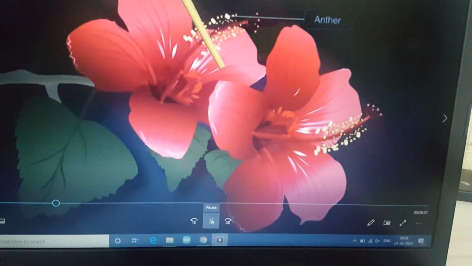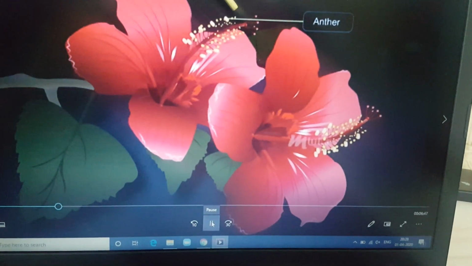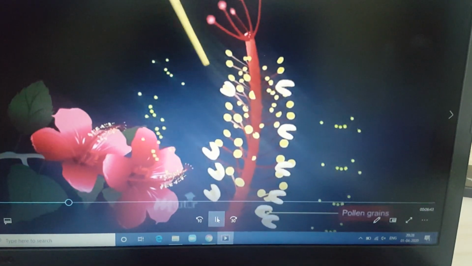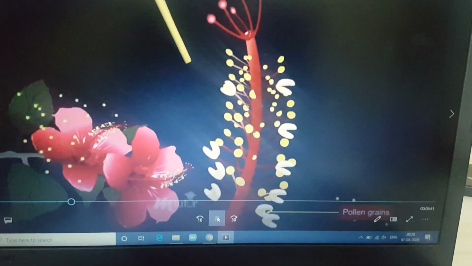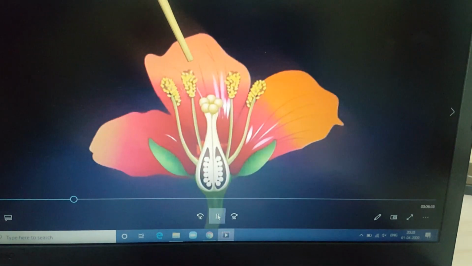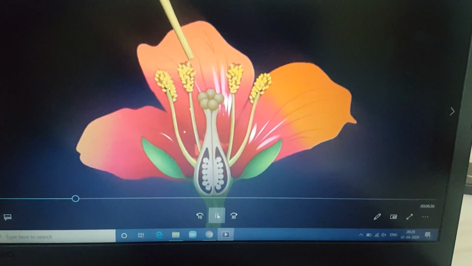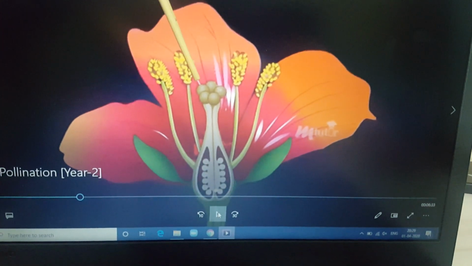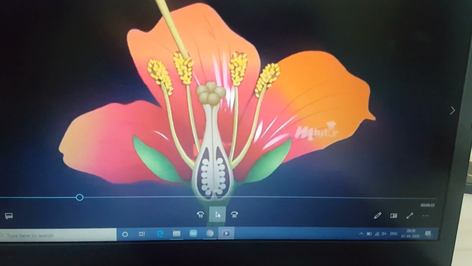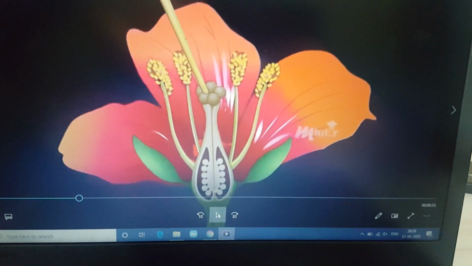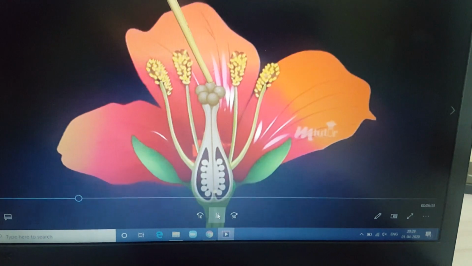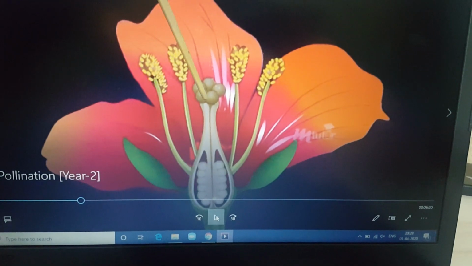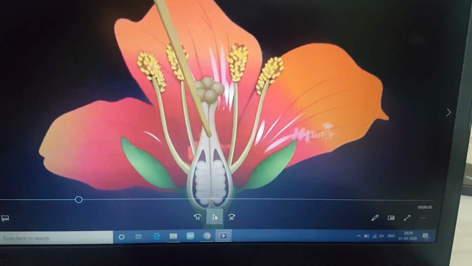Now look at this flower carefully. These are the anthers. We'll see how pollen is transferred or moves from the anther to the stigma. You can see the pollen falling over here. Yes, this is how it moves. Now look at it carefully. The pollen has fallen from the anther to the stigma, and the moment it falls over here, it generates a tube-like structure.